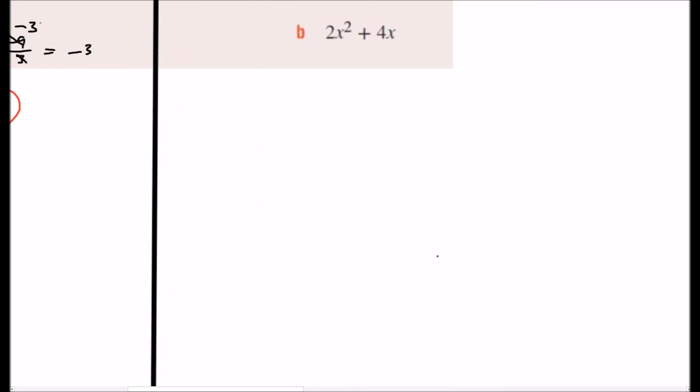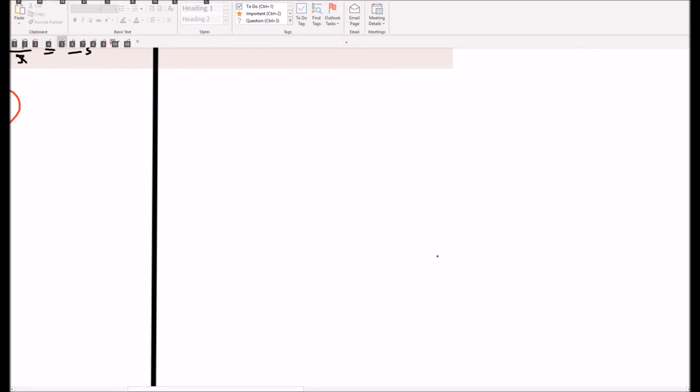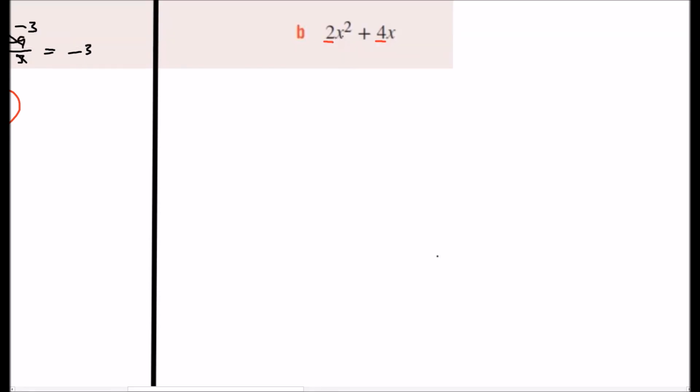Let's try this one. So 2x squared plus 4x. What's the highest common factor between 2x squared and 4x? Now, you can start by thinking, yep, 2 can be divided by 2, and 4 can also be divided by 2. But then don't forget the x's. In this case, x is the highest common factor of x and x squared, because you can divide x squared by x as well. So in this case, 2x is the highest common factor.